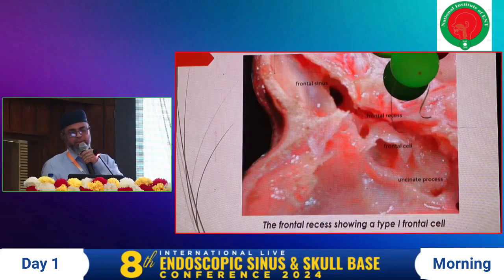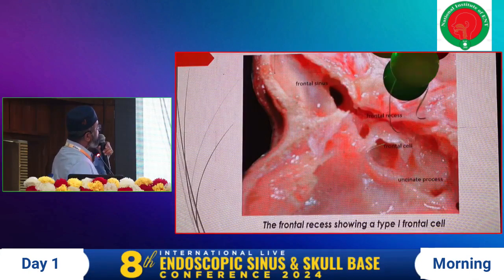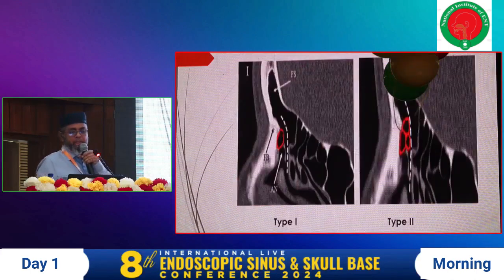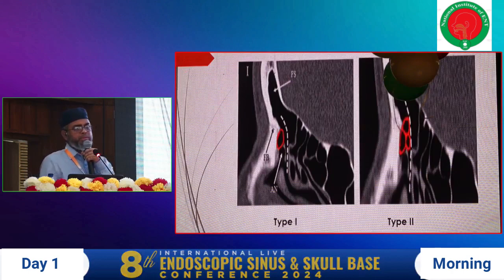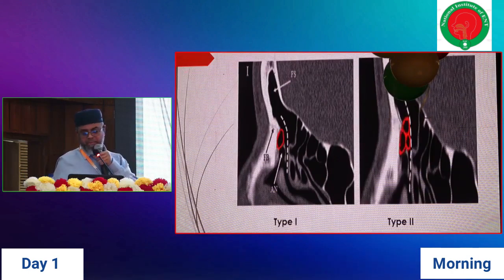Here is the structure we see. This is the frontal cell, frontal sinus, frontal orifice, frontal recess, and if we look on CT scan, we can see clearly the frontal cells. This is a type 1 frontal cell, a single cell above the Agger nasi cell, just below the frontal beak. Type 2 cell, 2 or more cells, here 3 cells, below the beak, above the Agger nasi cell.